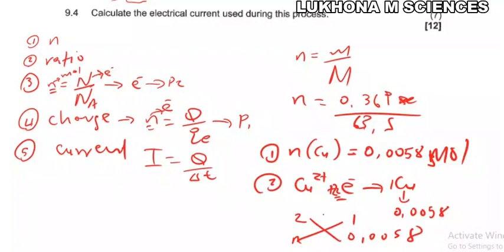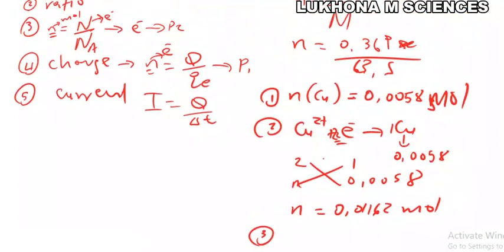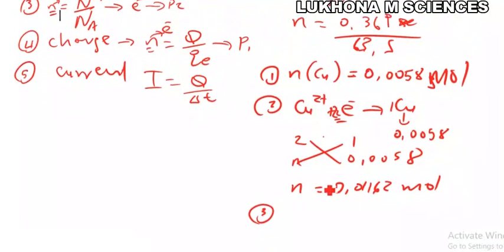n times 1 is n. So n is equal to 2 times 0.0058. The answer is 0.01162 moles. That is step number 2. Let's go to step number 3 of this question. Step number 3 says use n is equal to N over NA. So n is equal to capital letter N over NA.